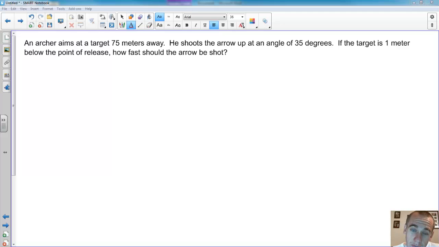Let's take a look at sort of a tricky problem for a projectile motion thing. Now, I don't have a lot of information here, but I have enough to solve it, but we have to be very, very careful with what we do.